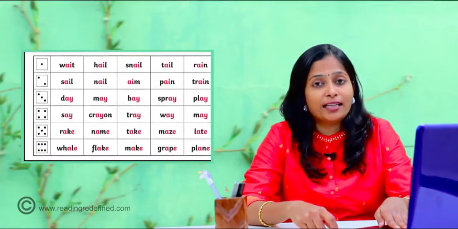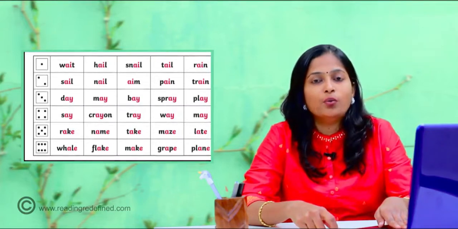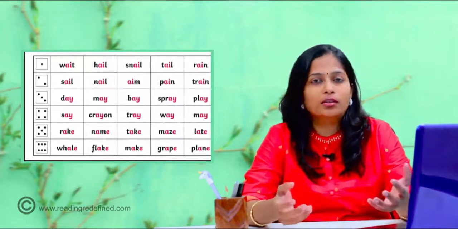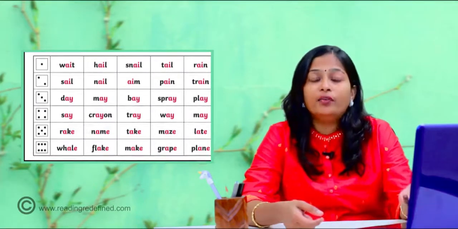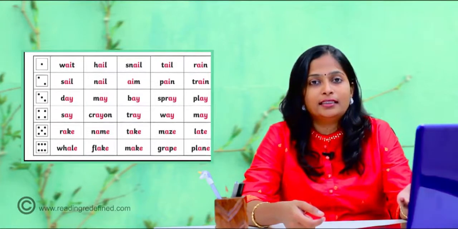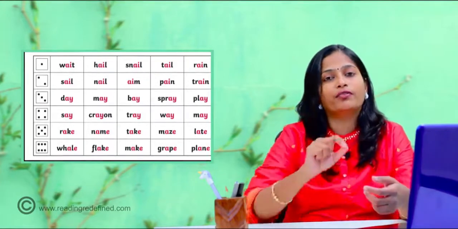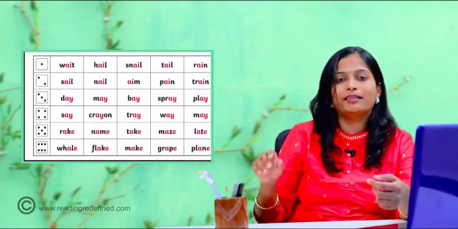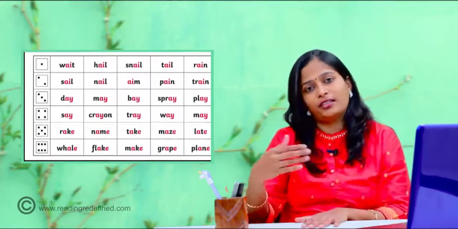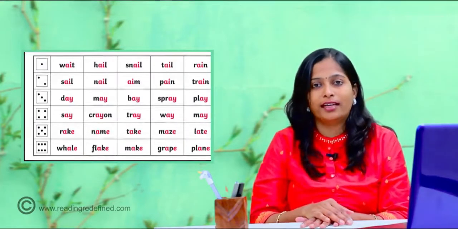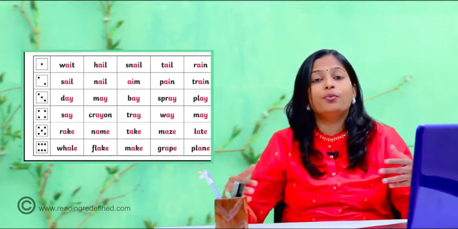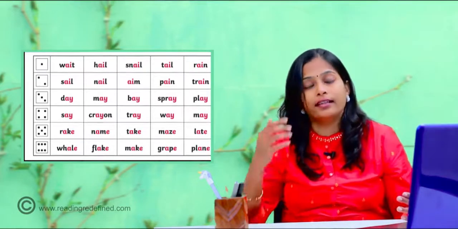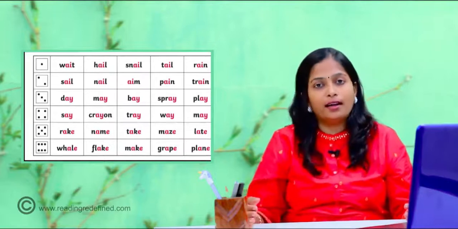And we have the dice game which we can play. We have a board with different alternate spelling patterns, words with different spellings, and we roll the dice. If the child gets number 5, the complete row with number 5 will be read by the child, and the next child takes the next chance. This will achieve better results in group work in a classroom setup.